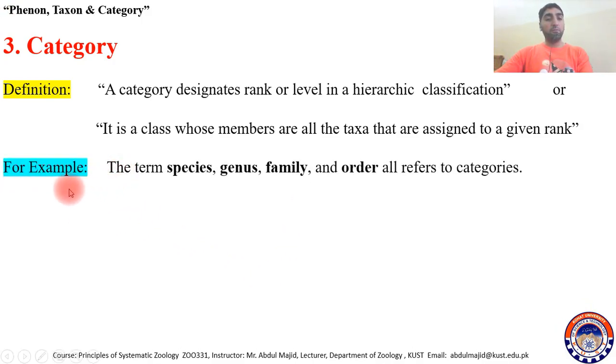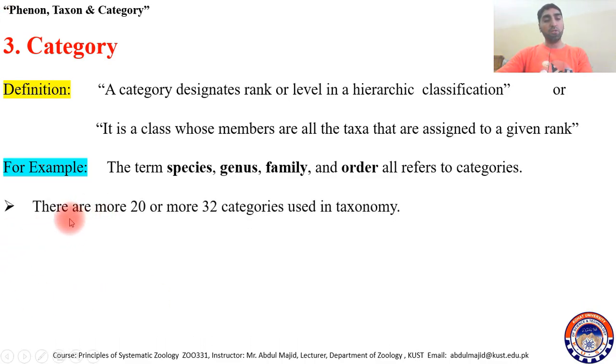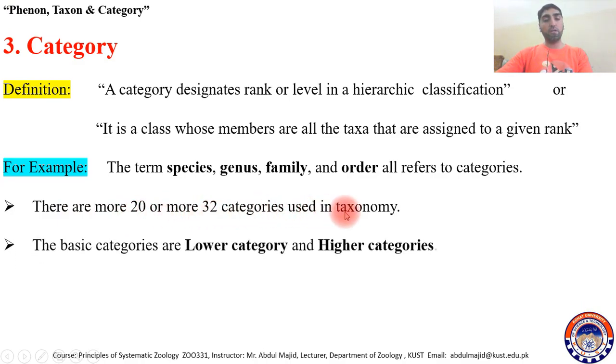And for example, the terms species, genus, family, and order all refer to categories. So these are categories. We place actual animals in them: when we name and characterize animals, we place those animals in this species, genus, family, or order, and then they are called taxon. There are 20 or more, up to 32, categories used in taxonomy.